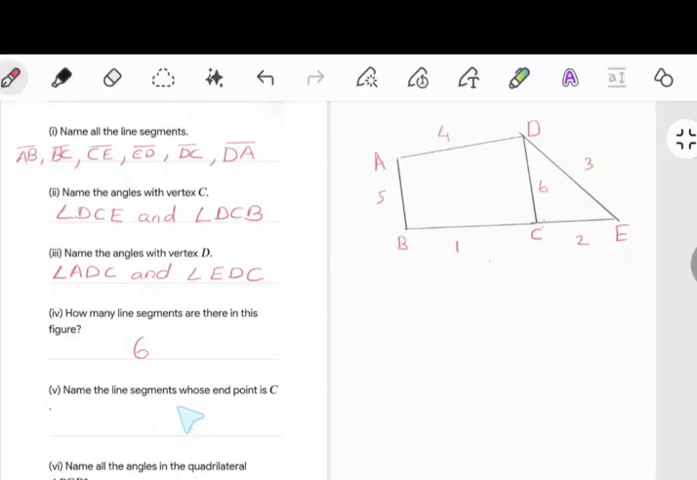Fifth one, name the line segments whose end point is C. So this is point C. These are the lines that touch the point C: the segments BC, EC and DC. Okay, so we can write line segments BC, EC and DC. All these have the endpoint C.